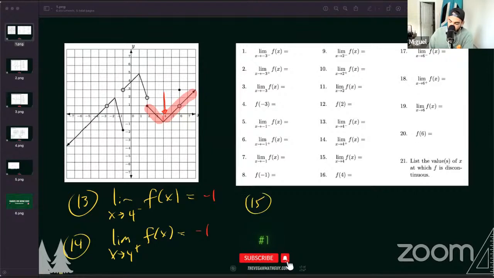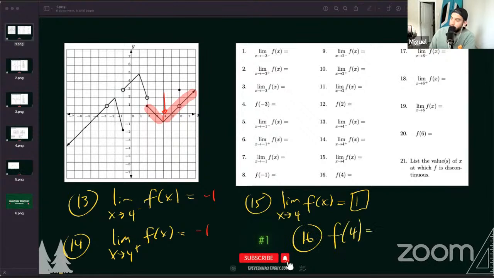Okay, 15. Now they're going to ask, if you found the limit from the left and the limit from the right, what is the actual limit? This is nice because check that out. The limit from the left and the limit from the right are both the same value. So we can say that this is going to be 1. Awesome. Now we know the limit from the left and the limit from the right were the same thing. The limit actually exists.